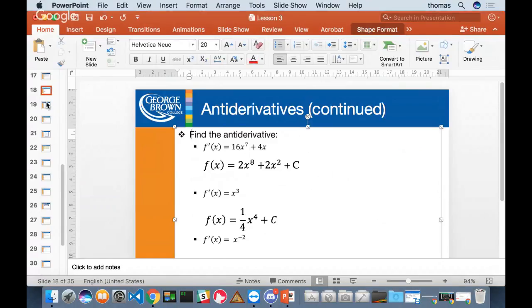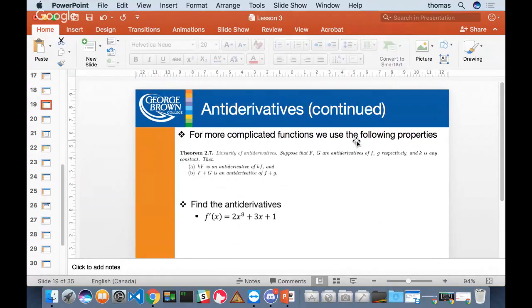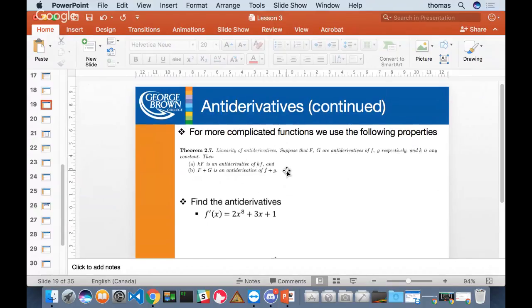So for more complicated cases, we use some different kinds of properties, and this idea of linearity of antiderivatives. Suppose that capital F and capital G are antiderivatives of f and g respectively, and k is any constant. Then k times capital F is an antiderivative of kf, right? Notice that I'm taking the constant out.